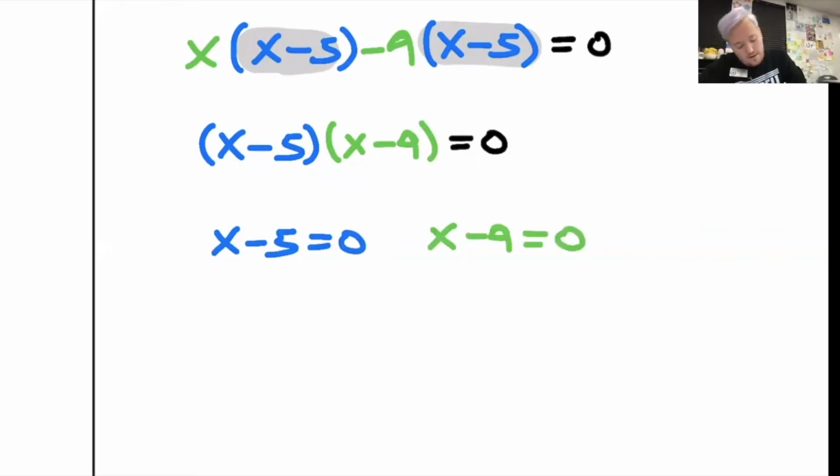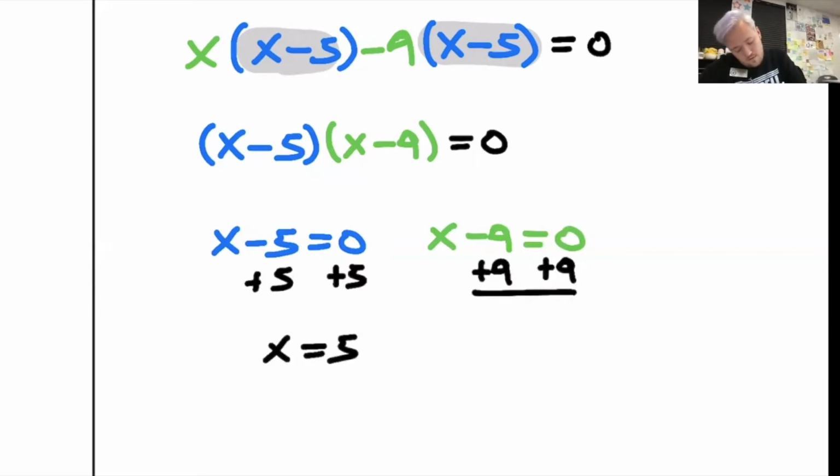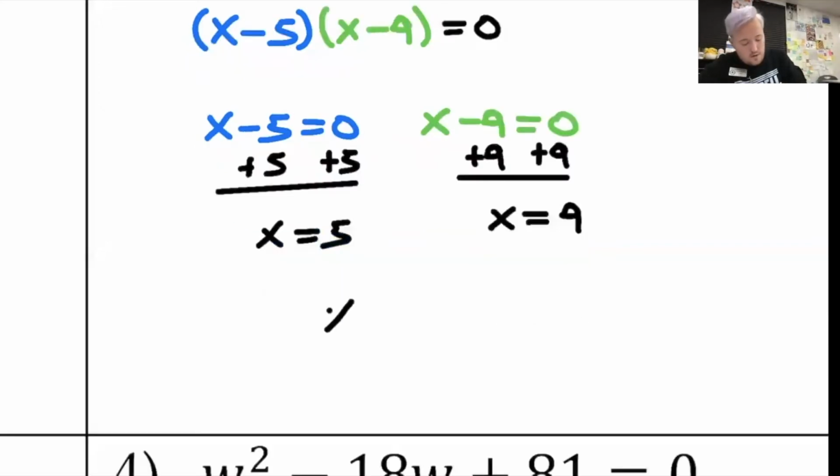So over here, if I add 5, so it's x equals 5. And over here, I'm going to add 9. So then we also have x equals 9. So our two solutions here are x equals 5 and 9.